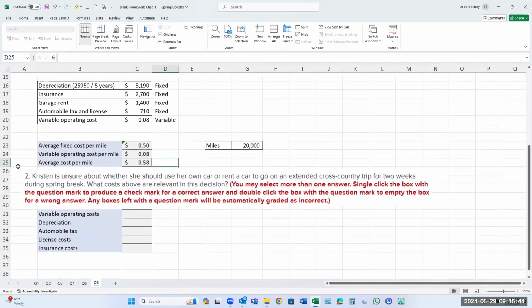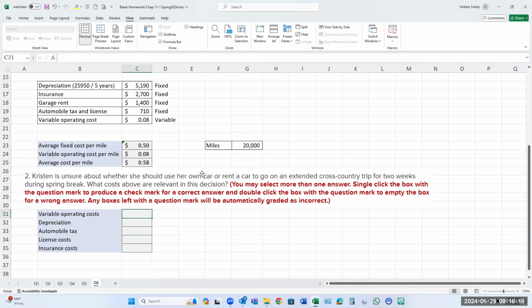Okay, question 2. Kristen is unsure about whether she should use her own car or rent a car to go on an extended cross-country trip for 2 weeks during spring break. What costs above are relevant in this decision? Relevant costs would be costs that are different depending on what she chooses, whether she drives her own car or rents a car. It's going to be a cost that is different between the two choices. Those are relevant costs.